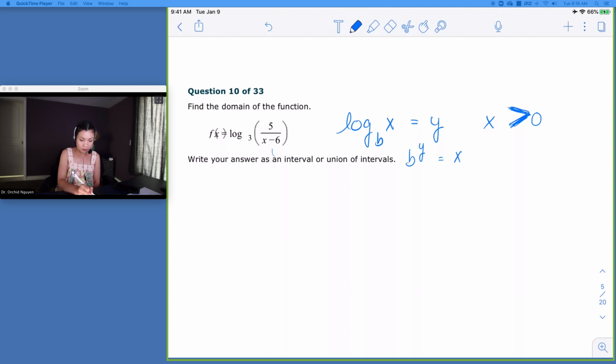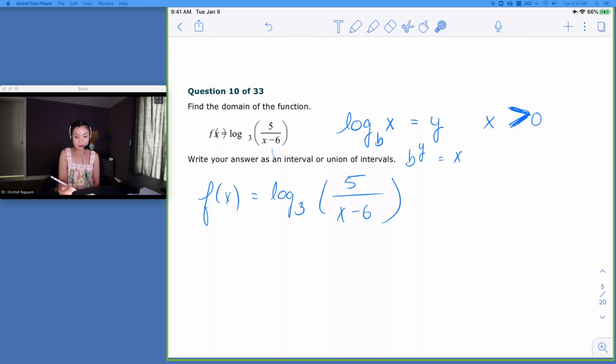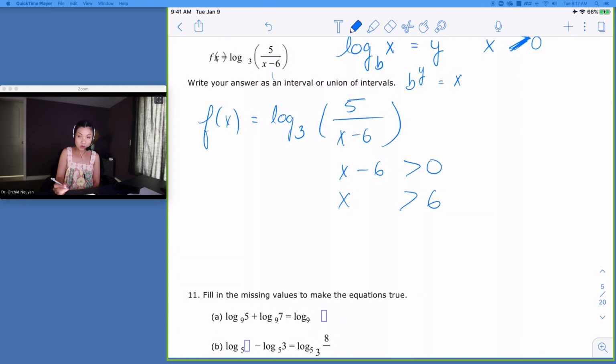For our current problem, if we take a look at the numerator, it's always 5. So there's no way it's going to be a negative number. The problem is the bottom. The bottom, you have to set it to be positive. So x is going to be greater than 6. So for the domain, it's going to be from 6 to infinity. Make sure you don't include 6, because if you include 6, you get 0.